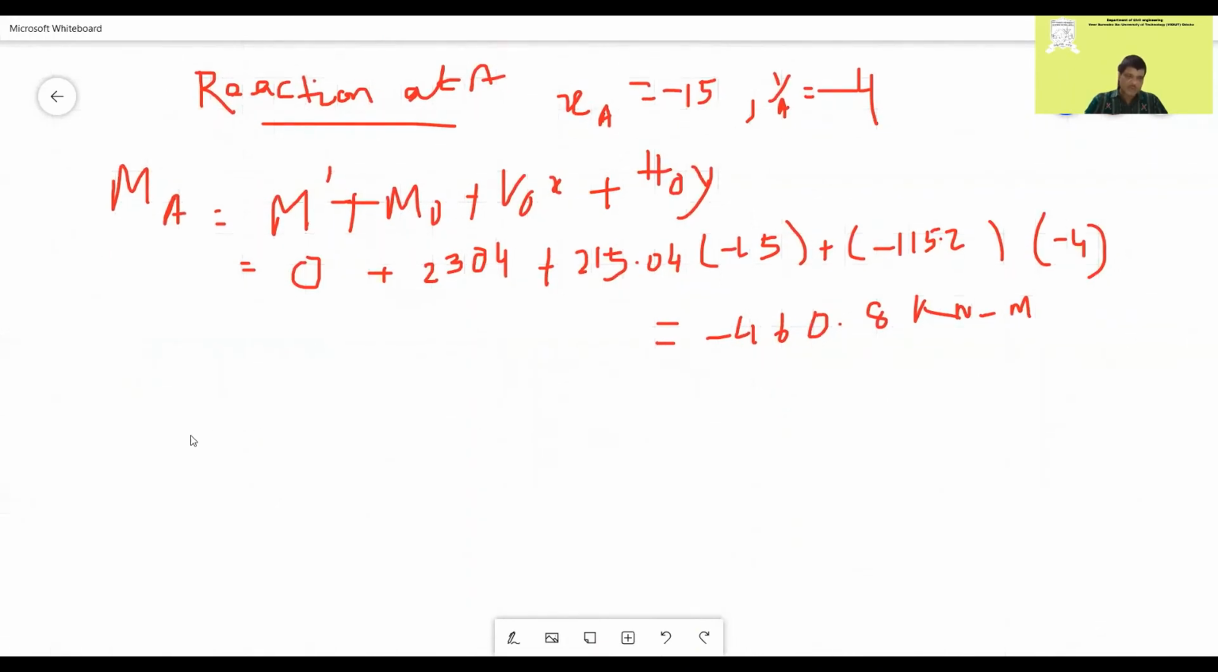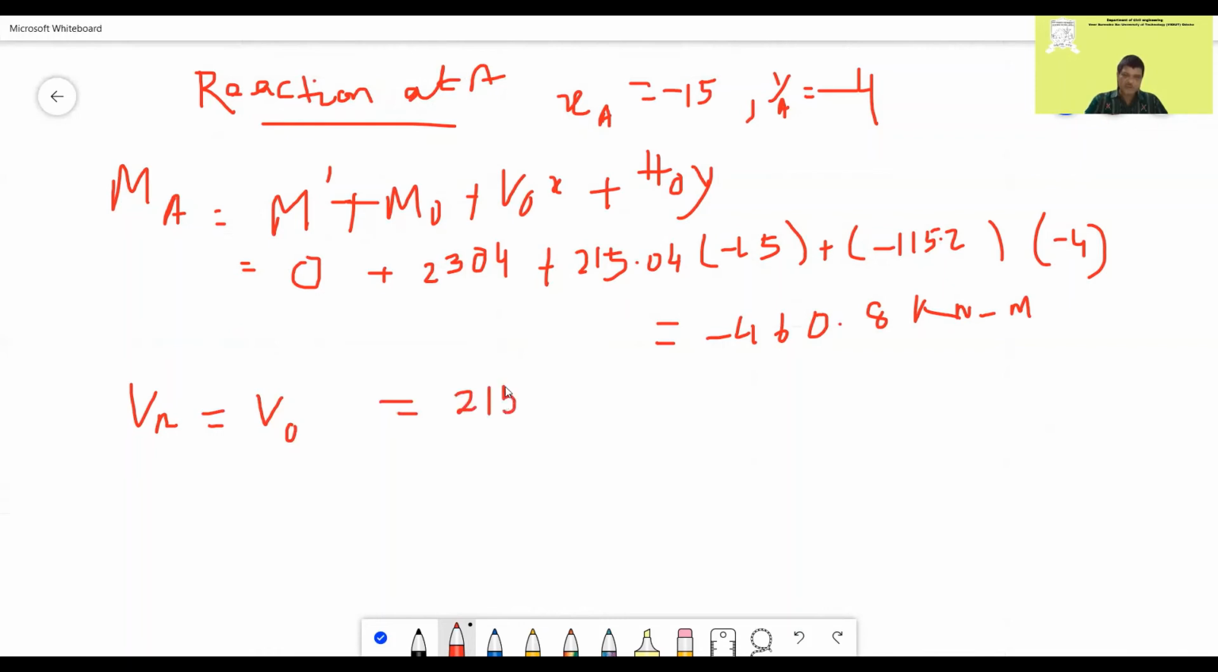Now what will be the value of VA? VA will be equal to V0 because they are equal and opposite, taking equilibrium, so 215.04. And HA will be H0. This value remains the same, so this will be 115.2 kilonewton.